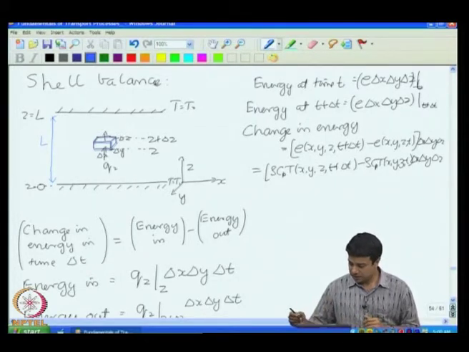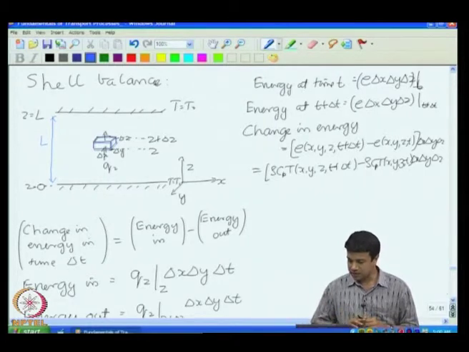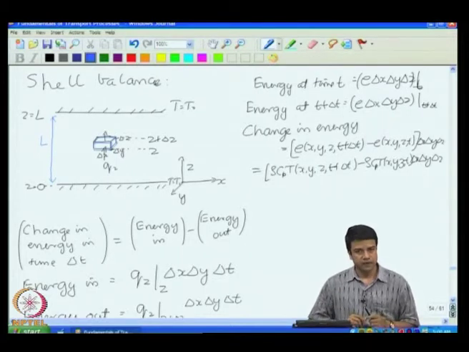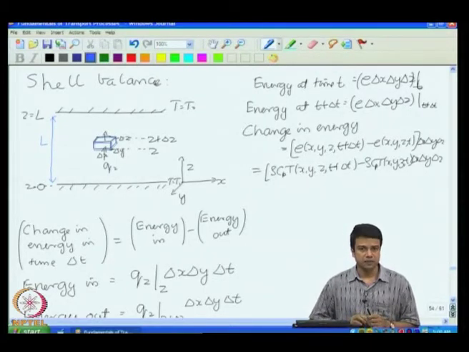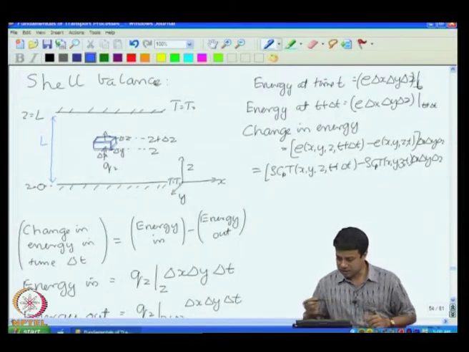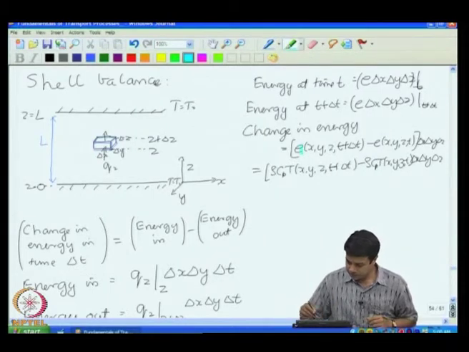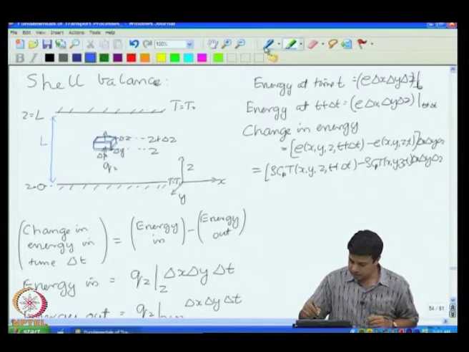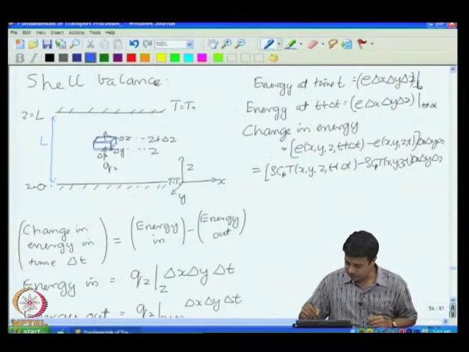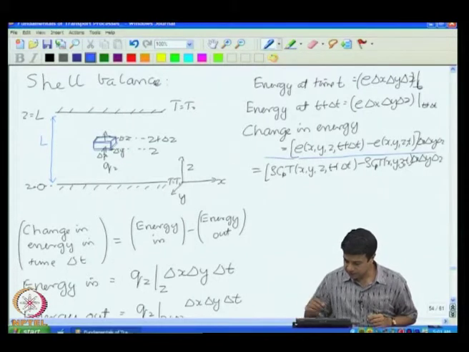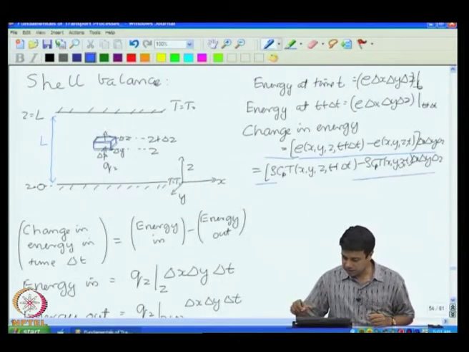And we calculated explicitly the change in energy within a time delta t. The energy within this volume is equal to the specific energy per unit volume at this point x, y, z times the small volume around it. Therefore, the change in energy was written as E at x, y, z, t plus delta t minus E at x, y, z, t, times the volume itself. And that we wrote in terms of the specific heat and the temperature here.